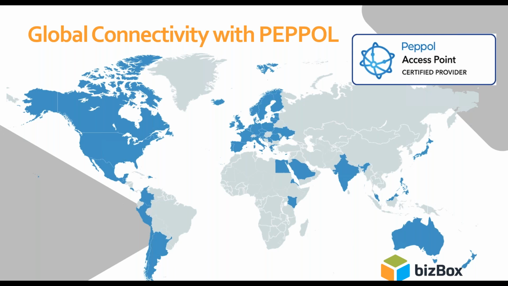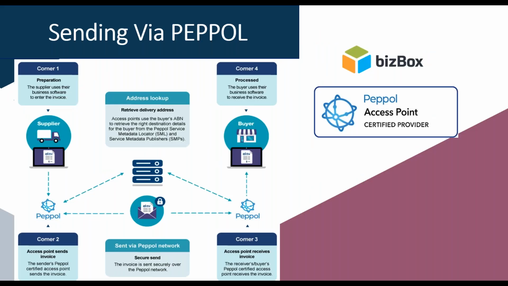With its PEPPOL access point, bizBox enables the easy exchange of invoices with all partners who use PEPPOL to exchange invoices. So each stakeholder in the PEPPOL network obtains its own PEPPOL ID, on the basis of which the invoices are then routed. If your company uses PEPPOL for exchange of invoices, just contact us to which company you would like to send an invoice, and we will provide you with the PEPPOL ID and any additional instructions.